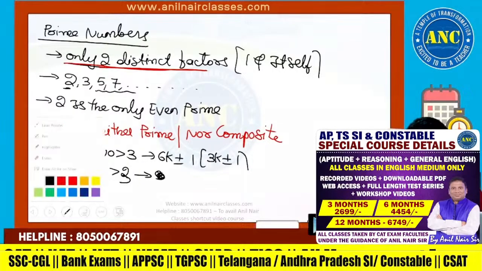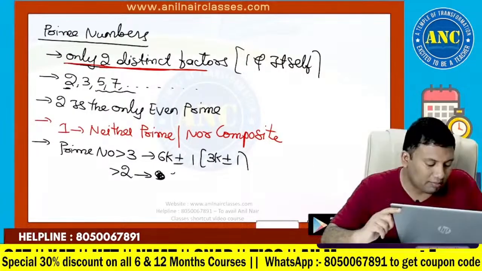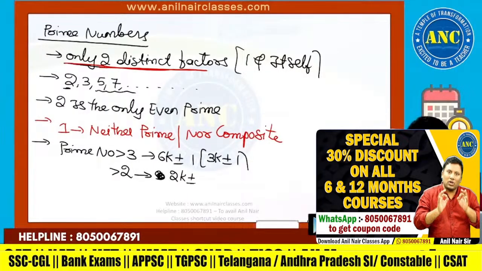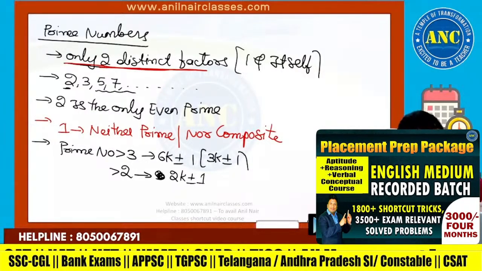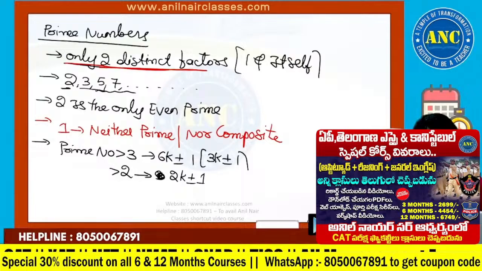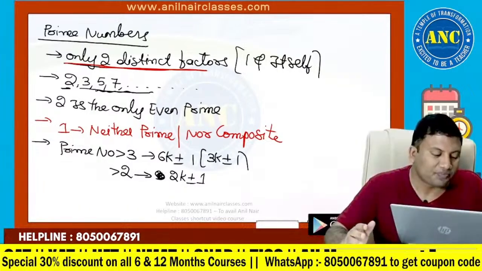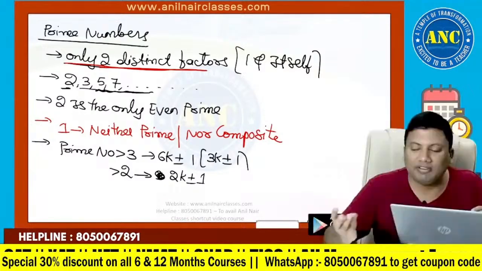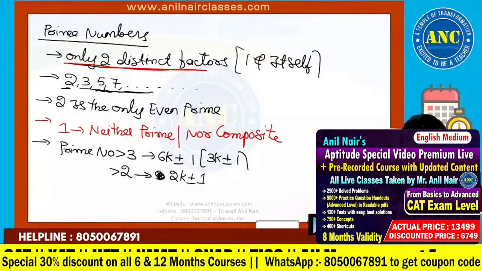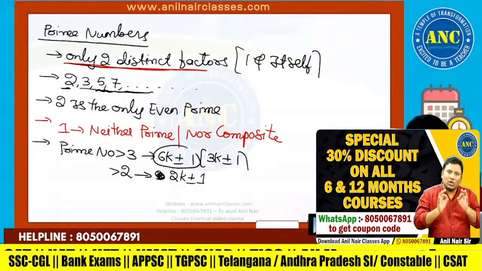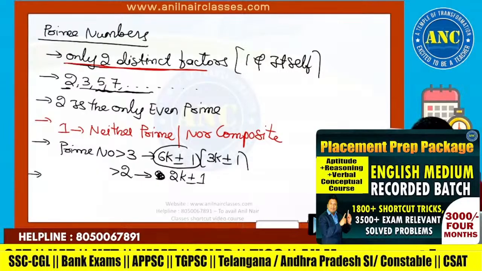Suppose, for example, if I take 2. Any prime number greater than 2 is an odd number. An odd number can be of the form 2k plus or minus 1. Any prime number greater than 3, like 5, 7, 11, 13, 17, 19, is of the form 3k plus or minus 1. So, in general, we will use 6k plus or minus 1.